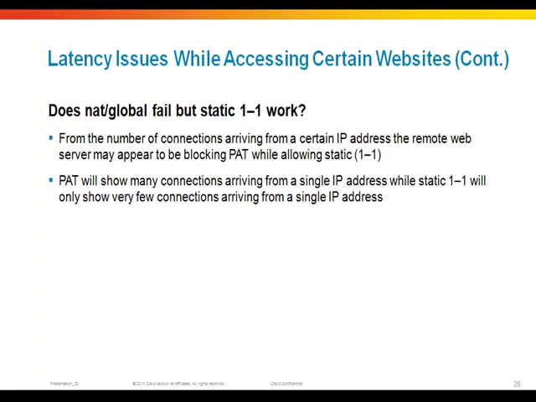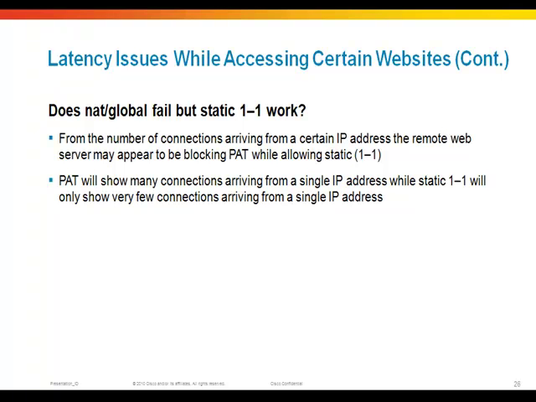Now the next thing to see is which IP address is able to load the website properly without any latency. The NAT global fails or shows latency, whereas a static one-to-one that you configured for your web server works. So your web server behind the firewall is able to load this website, but a PC or a laptop shows latency. Now, there are reasons for that.